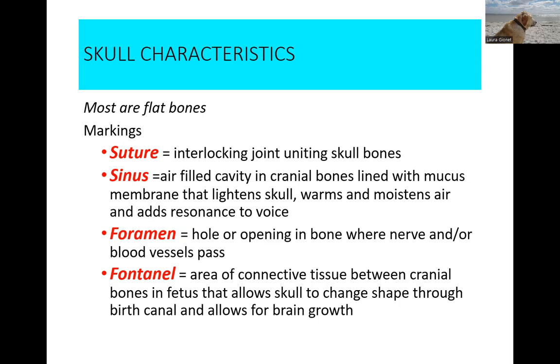A foramen is a hole or opening in bone where a nerve and/or blood vessels may pass. And a fontanelle is an area of connective tissue between cranial bones in a fetus that allows the skull to change shape through the birth canal and allows for brain growth.